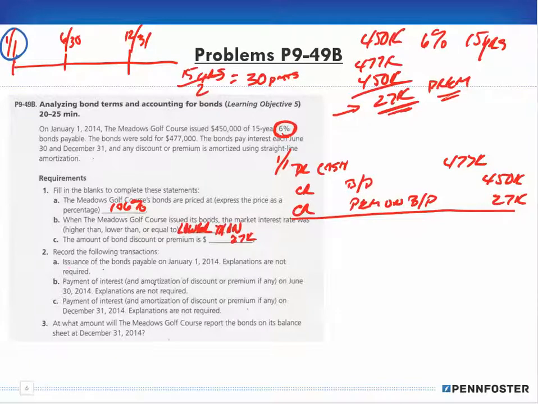B, payment of interest and amortization of discount or premium, if any, on the June 30th transaction. So now we're up to June 30th, and this here is a full 6 months.